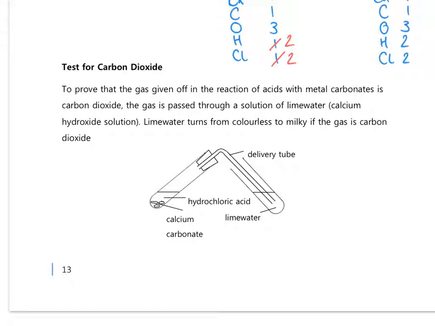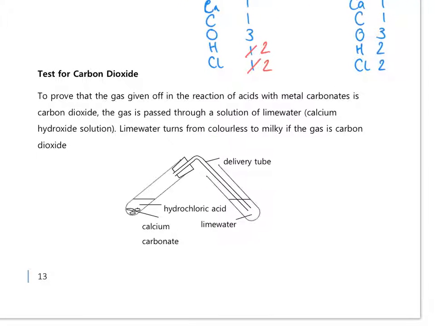The rest of this page simply talks about how we test for carbon dioxide. So remember when we had a metal reacting with an acid, we produced hydrogen as a gas. How did we test for hydrogen? Well, it is the Squeaky Pop Test, and remember that we write down that you apply a lighted splint and a popping sound will result. Here we've got a different gas being produced with the metal carbonate and an acid, and that's carbon dioxide.